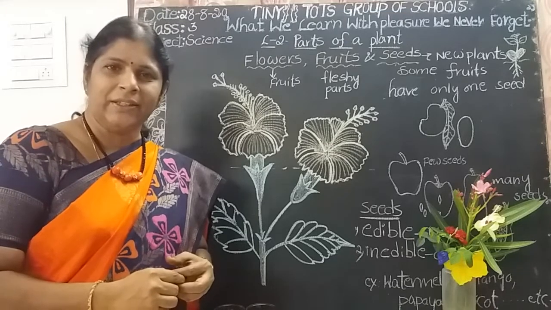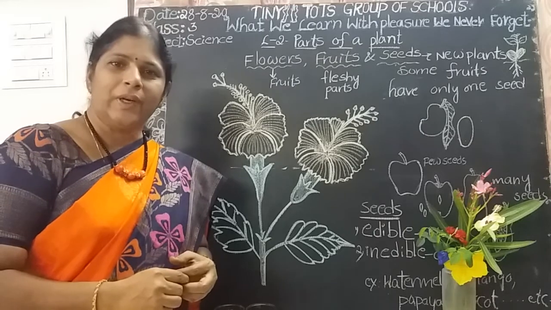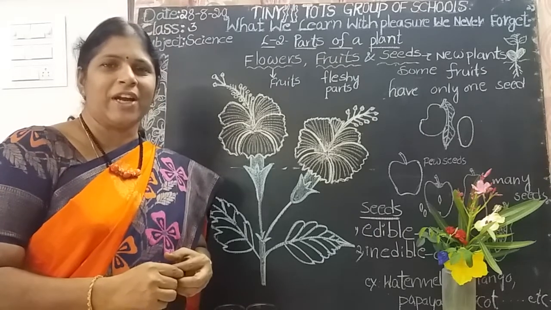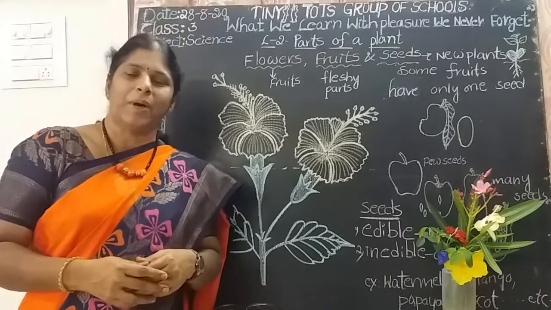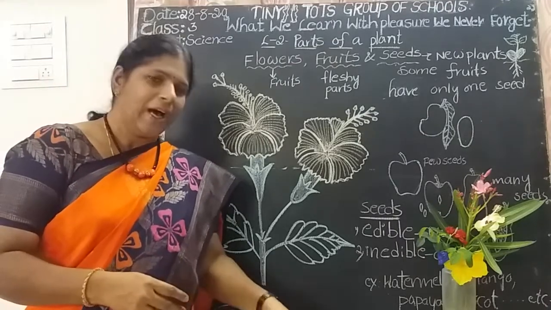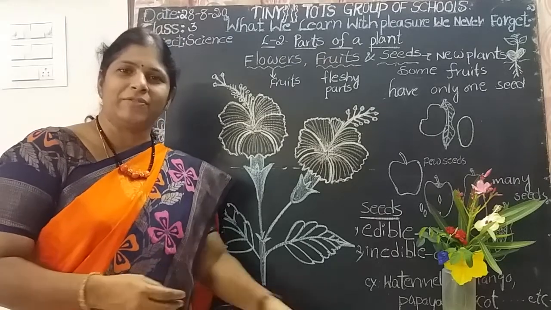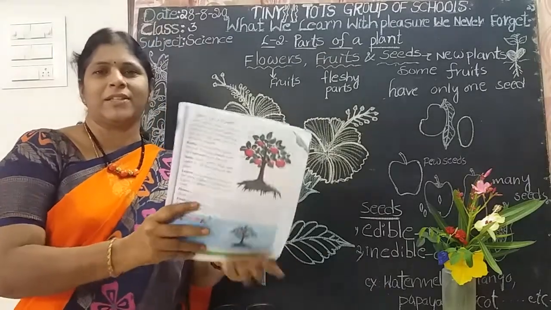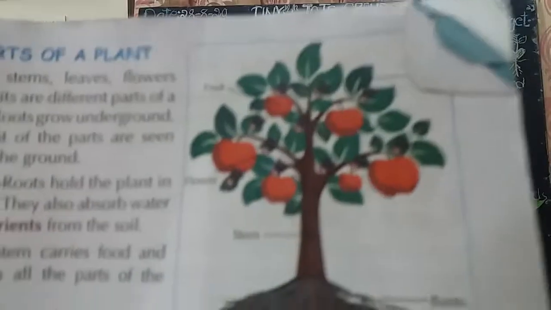Okay, let us discuss what you have learned in the previous class. What is the name of the second lesson? Parts of a plant. Already we discussed about the root. What are the main parts of a plant? Root. Okay, yes children, root.